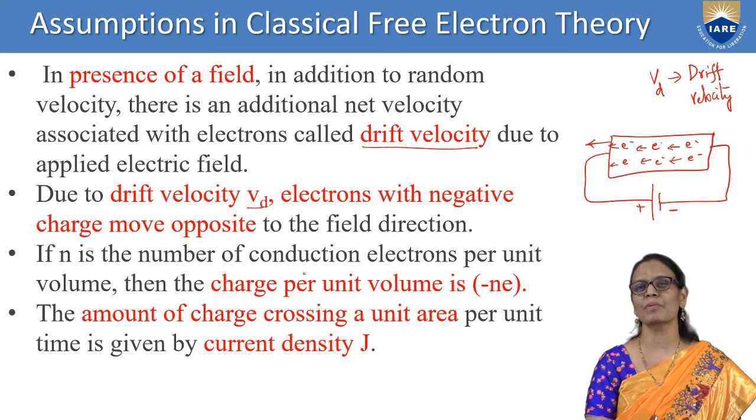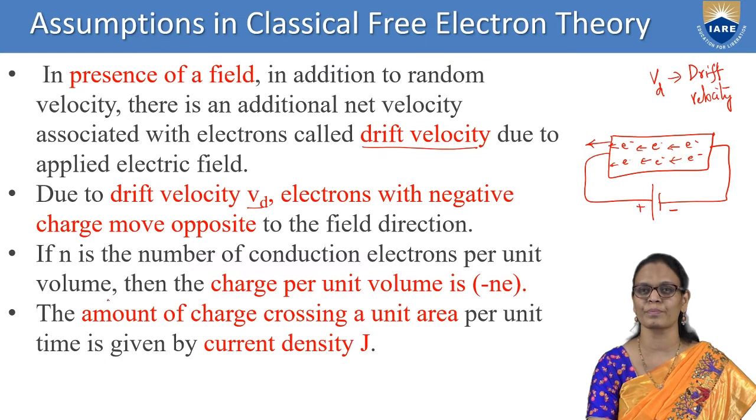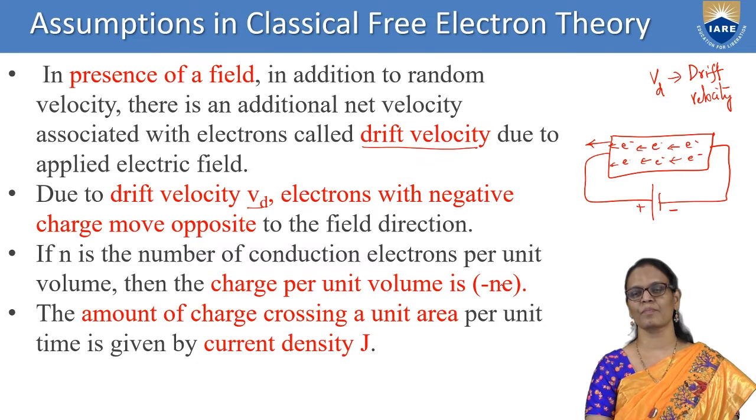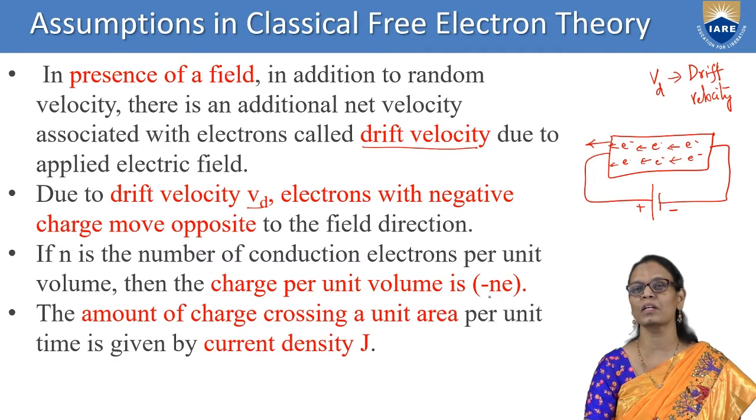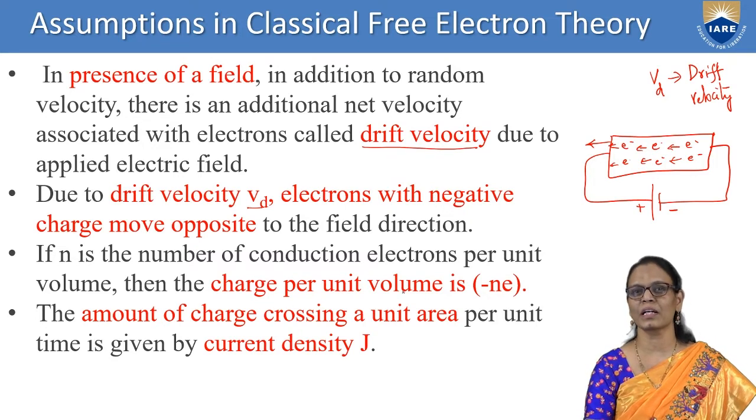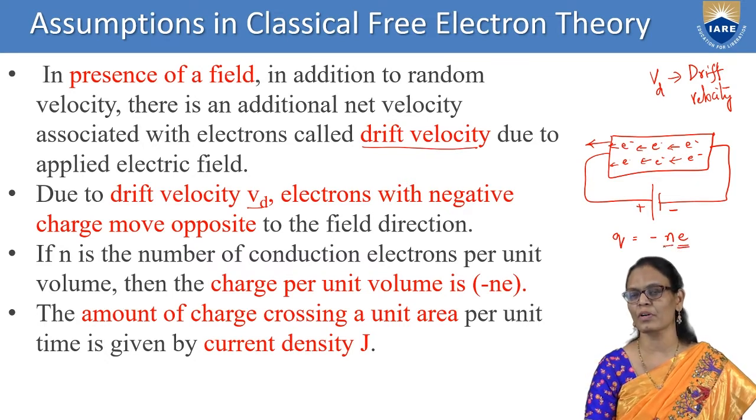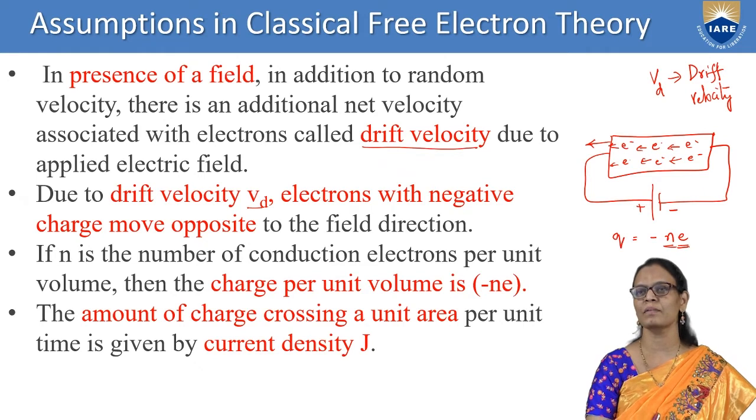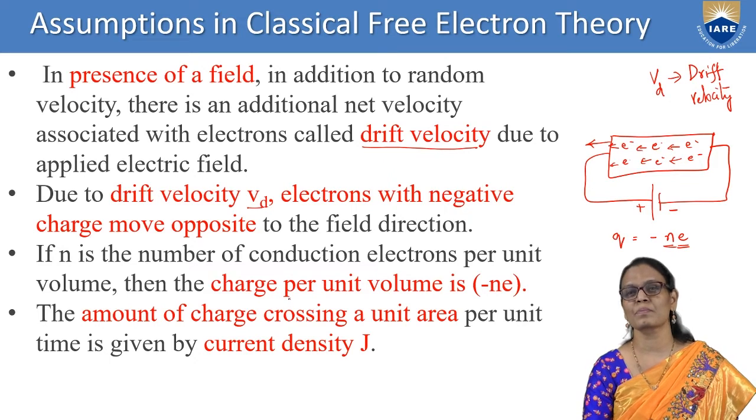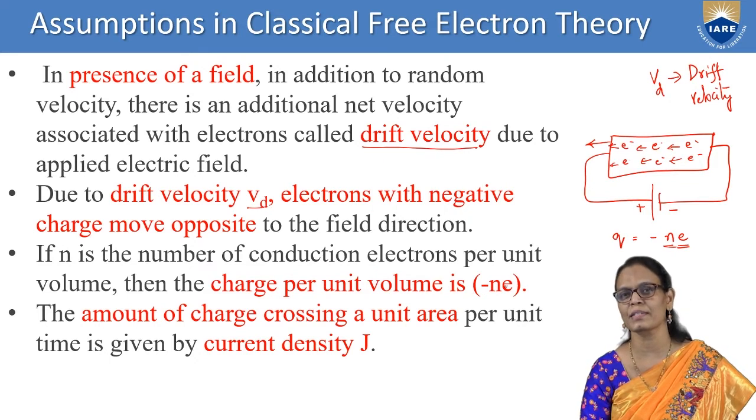Now, if n is the number of conduction electrons per unit volume, then the charge per unit volume is minus ne. What we are trying to find is the charge that is developed because of the electrons. It depends upon the number of electrons per unit volume. So here we can write Q equals minus ne, where e is the charge of the electron and n is the number of electrons. We show minus because they are electrons. So we have established that the charge per unit volume is given by minus ne.